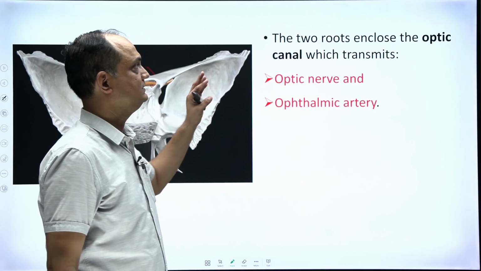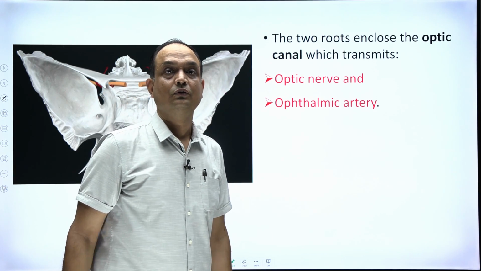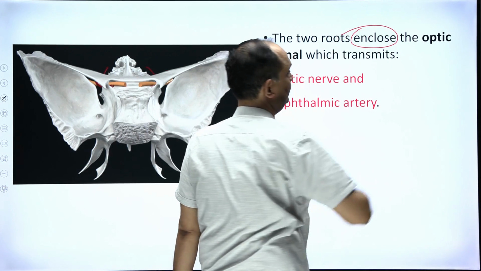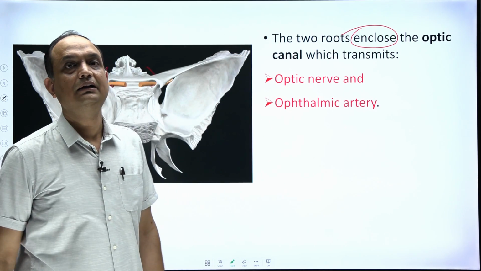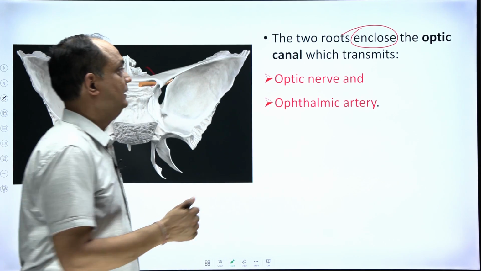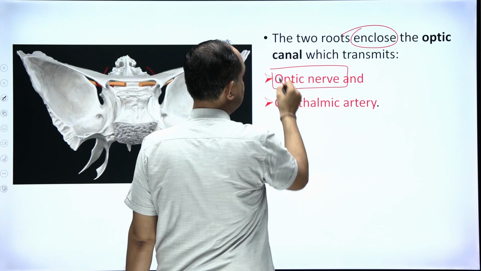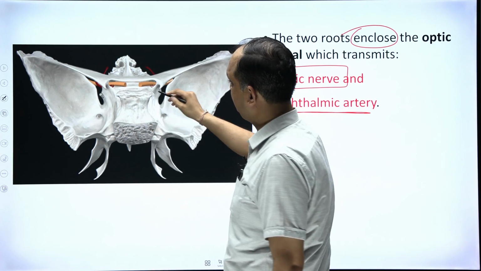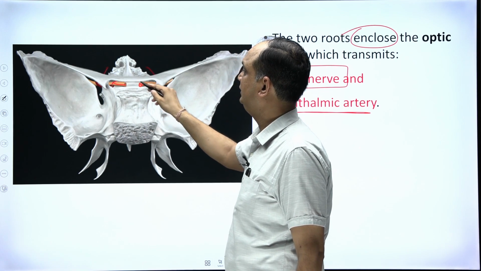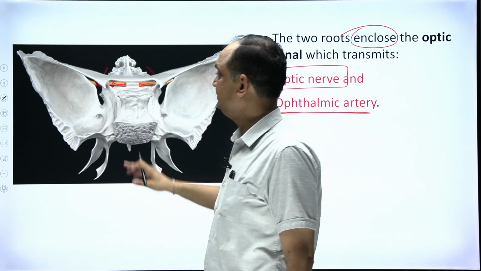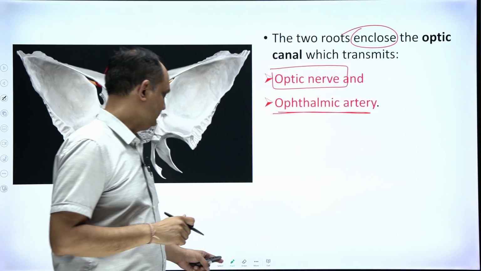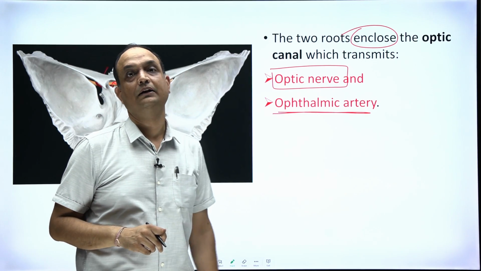So let's discuss first the optic canal. What is the optic canal? It is the area which is enclosed within the roots of your lesser wing, and there are two very important contents in this canal. One is the optic nerve itself and second is the ophthalmic artery. In this image you can see these yellow structures are the optic nerves which are going into the respective optic canals, and they are accompanied by the ophthalmic artery. This is a question for your exam: contents of the optic canal.